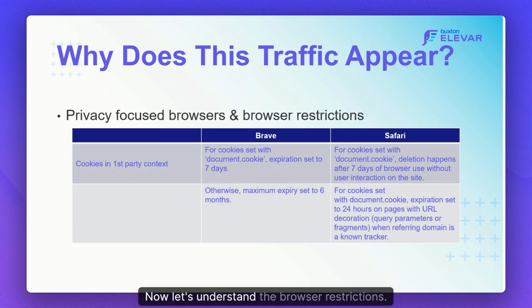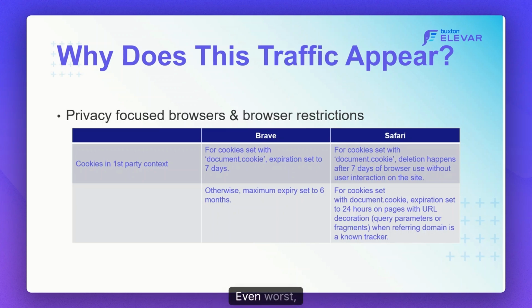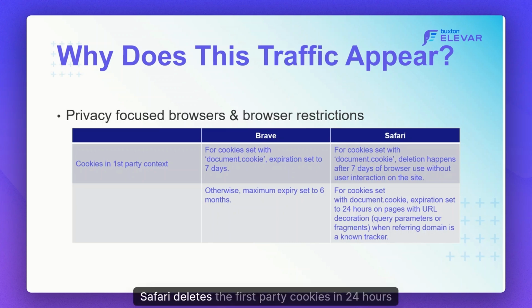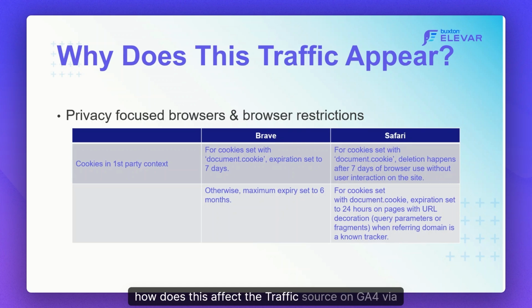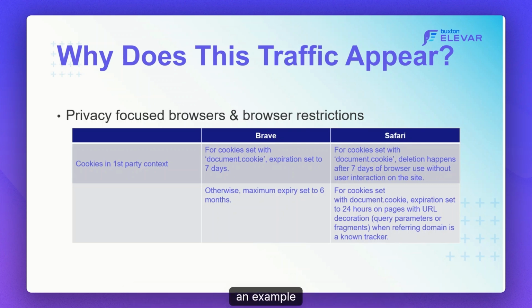Now let's understand the browser restrictions. With the growing online privacy concerns, browsers are bringing in new measures. Browsers like Brave and Safari delete the first-party cookies set using document.cookie method right after 7 days. Even worse, Safari deletes the first-party cookies in 24 hours if the URL carries any query parameters or fragments. Now let's understand how this affects the traffic source on GA4 via an example.